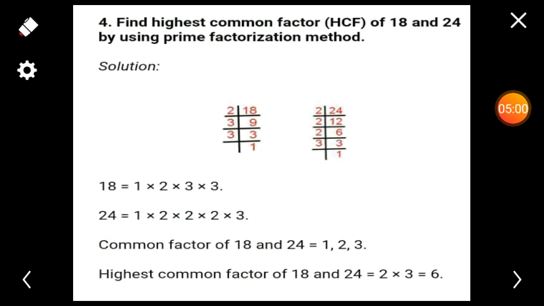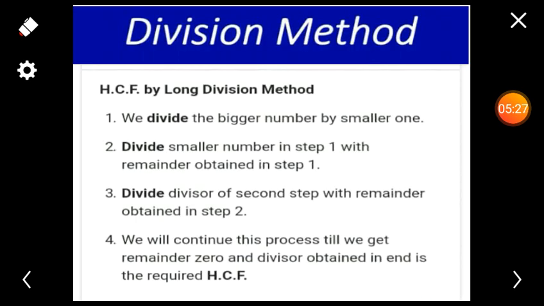Common factors of 18 and 24 are 1, 2 and 3. Therefore, 1, 2, 3 are the common factors of 18 and 24. Therefore, the highest common factor or HCF of 18 and 24 is equal to 2 into 3 into 1, that is 6. The product of the common factors, that is HCF, is equal to 6.